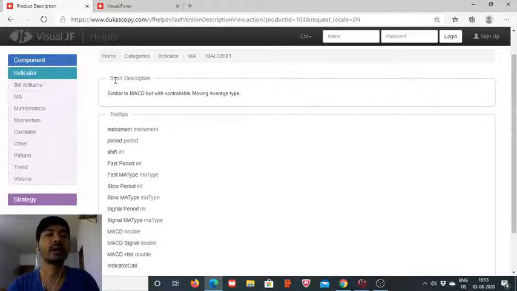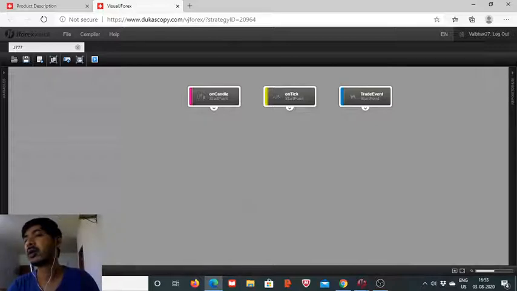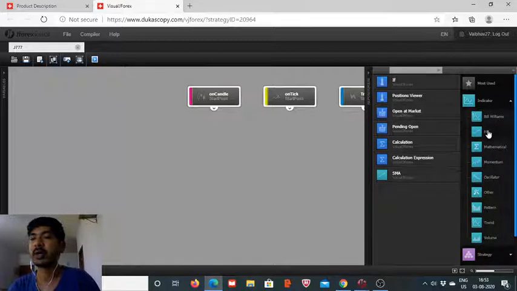So here, as you can see from the short description, it is pretty much similar to the MACD, but with the controllable moving average type. So it all boils down to which type of moving average you are going to use in these calculations. Here you have to define this MA type, and that's how you can build this indicator. So let's see how we can deploy this indicator, which is part of the moving averages.